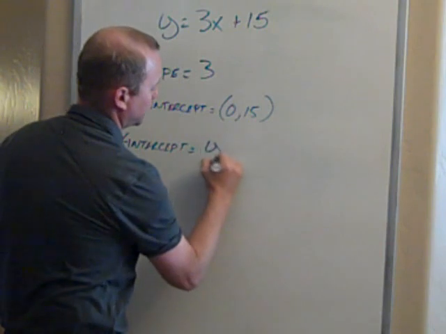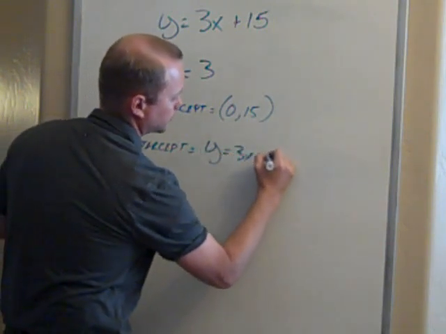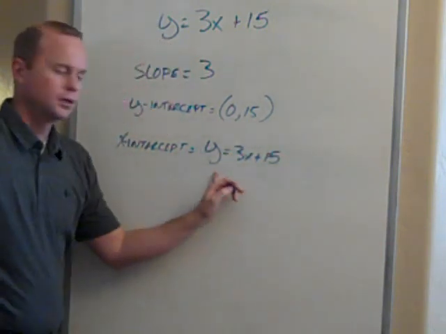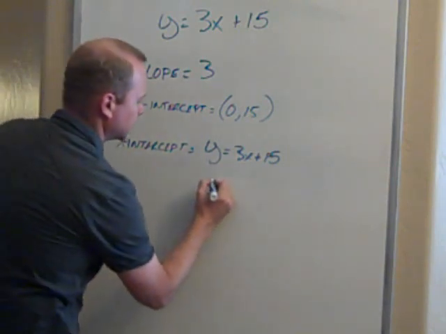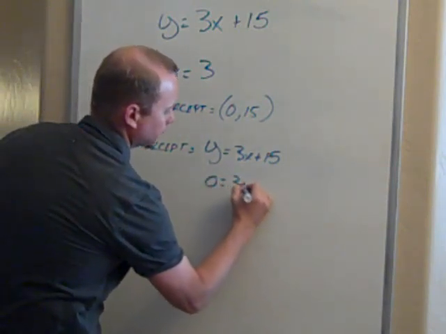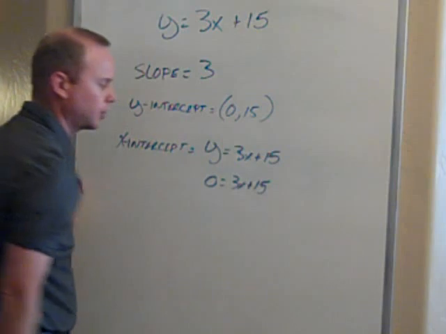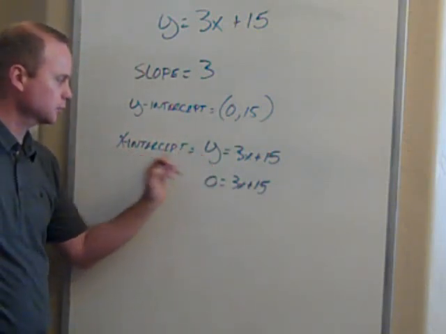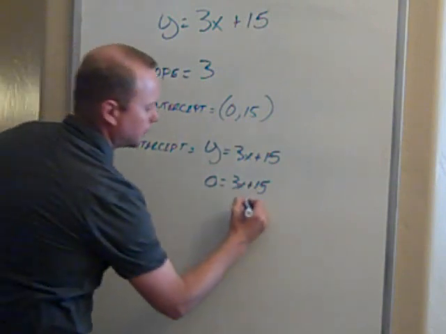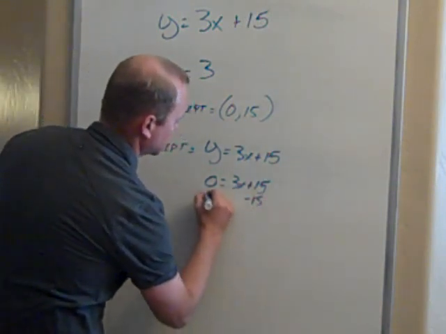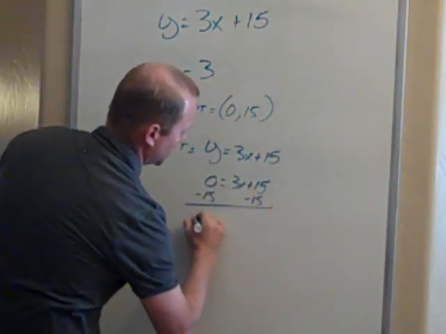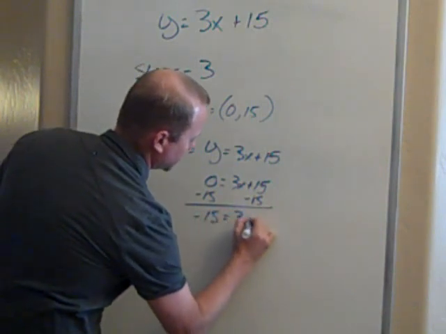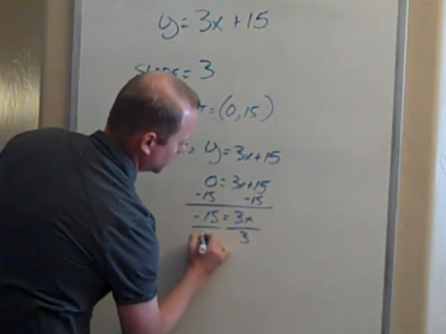So again, I'm just going to rewrite that equation. Y equals 3x plus 15. I'm going to plug in 0 for y. 0 equals 3x plus 15. That's where it crosses the x-axis, excuse me, where y equals 0. I'm going to subtract 15 from both sides. Negative 15 equals 3x. Divide by 3.